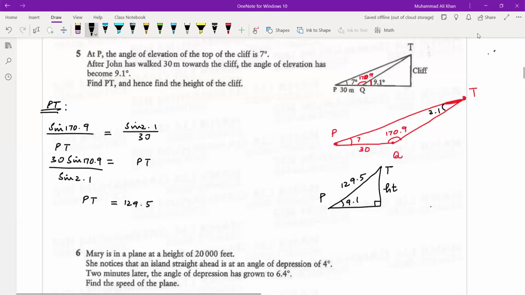So now we have to calculate the opposite side of the angle, the height. The hypotenuse is given. So what do we have to use? Sine. Sine 9.1 is equal to opposite height divided by 129.5. So what is the value of height? 129.5 multiplied by sine 9.1. What is the answer? 20.5. The answer is 20.5.